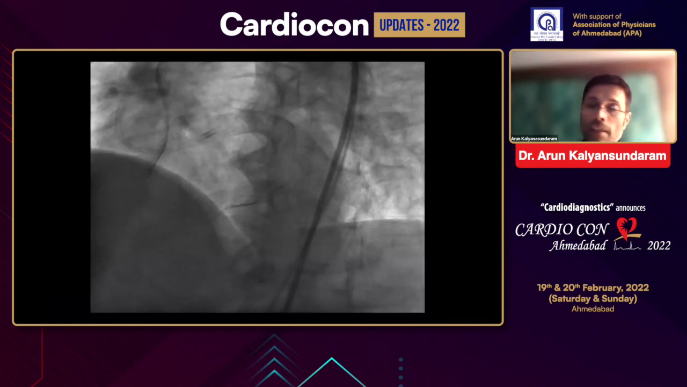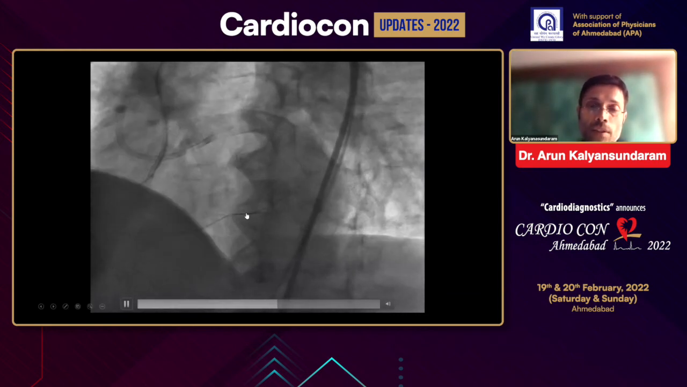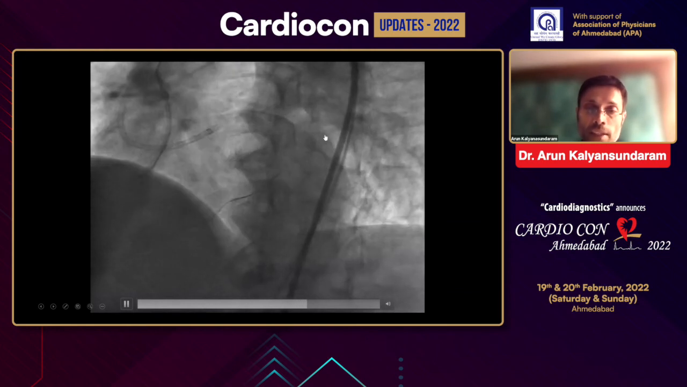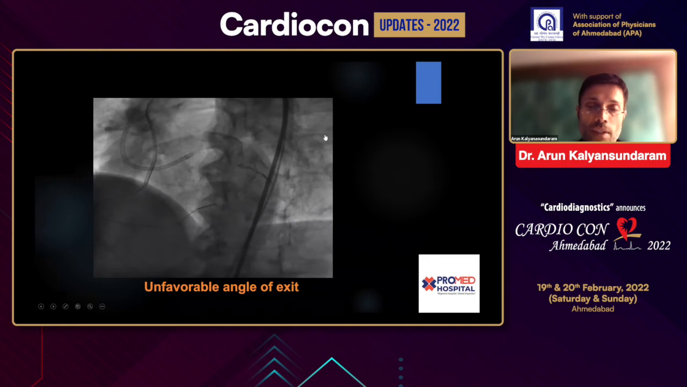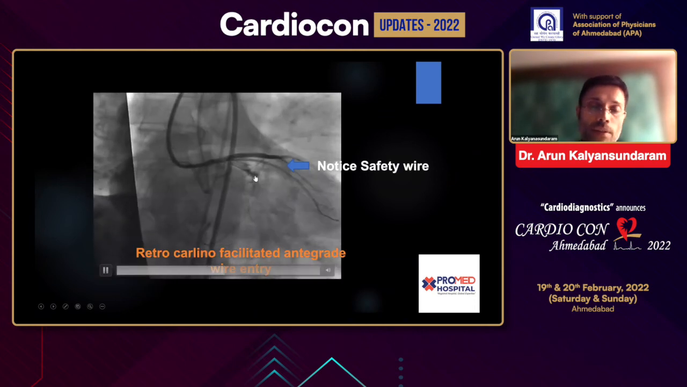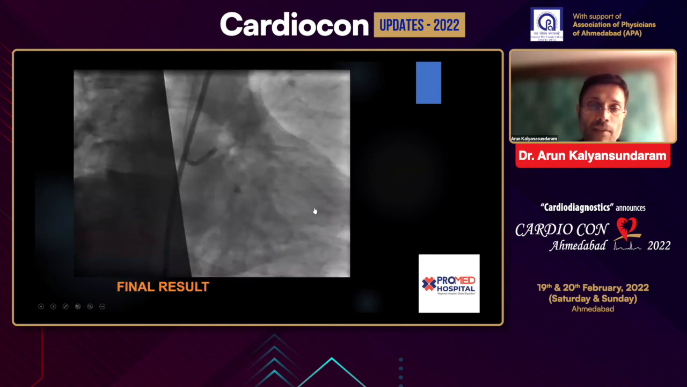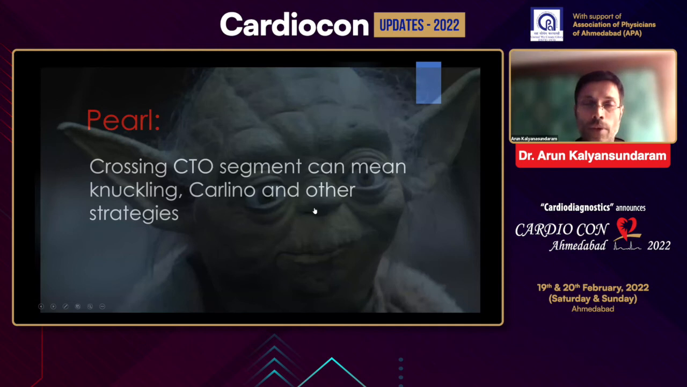This was again maybe 2 or 3 years ago in Chennai. This is a circ CTO. There's a dual lumen catheter to even enter the epicardial collateral, SuperCross to cross the collateral, with an unfavorable angle of exit. There's a safety wire placed, and then there's a retrograde Carlino. Using the dissections, we were able to puncture antegrade, and here's the final result. The whole point of doing this case was not about the epicardial collateral, but that crossing the CTO can mean using a lot of strategies and using them judiciously. These include knuckling, Carlino, and other strategies.